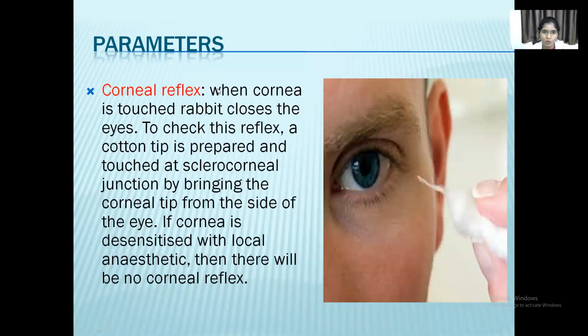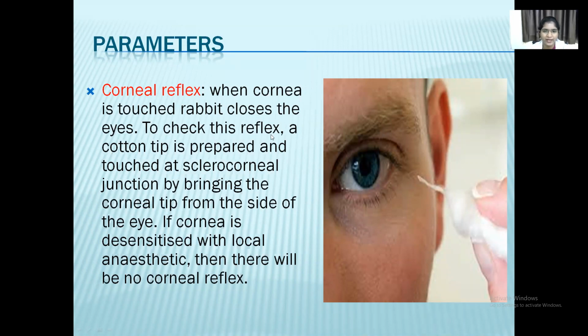Another parameter is the corneal reflex. How will we do the corneal reflex? By using cotton wool. So this is the cotton wool. When the cornea is touched, the rabbit closes its eyes. Not only the rabbit, when the cornea of our eyes is touched, we also immediately close our eyes. The cornea is touched with cotton wool and the rabbit closes or blinks the eye.